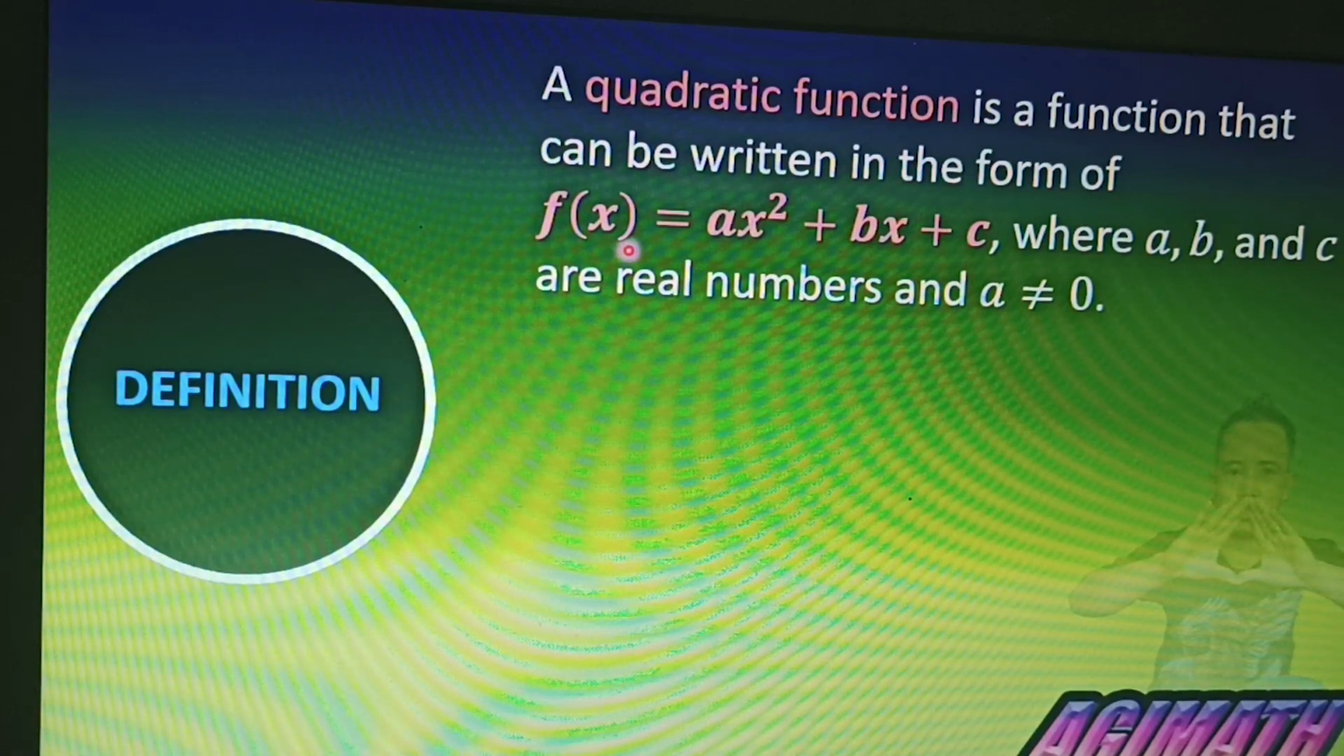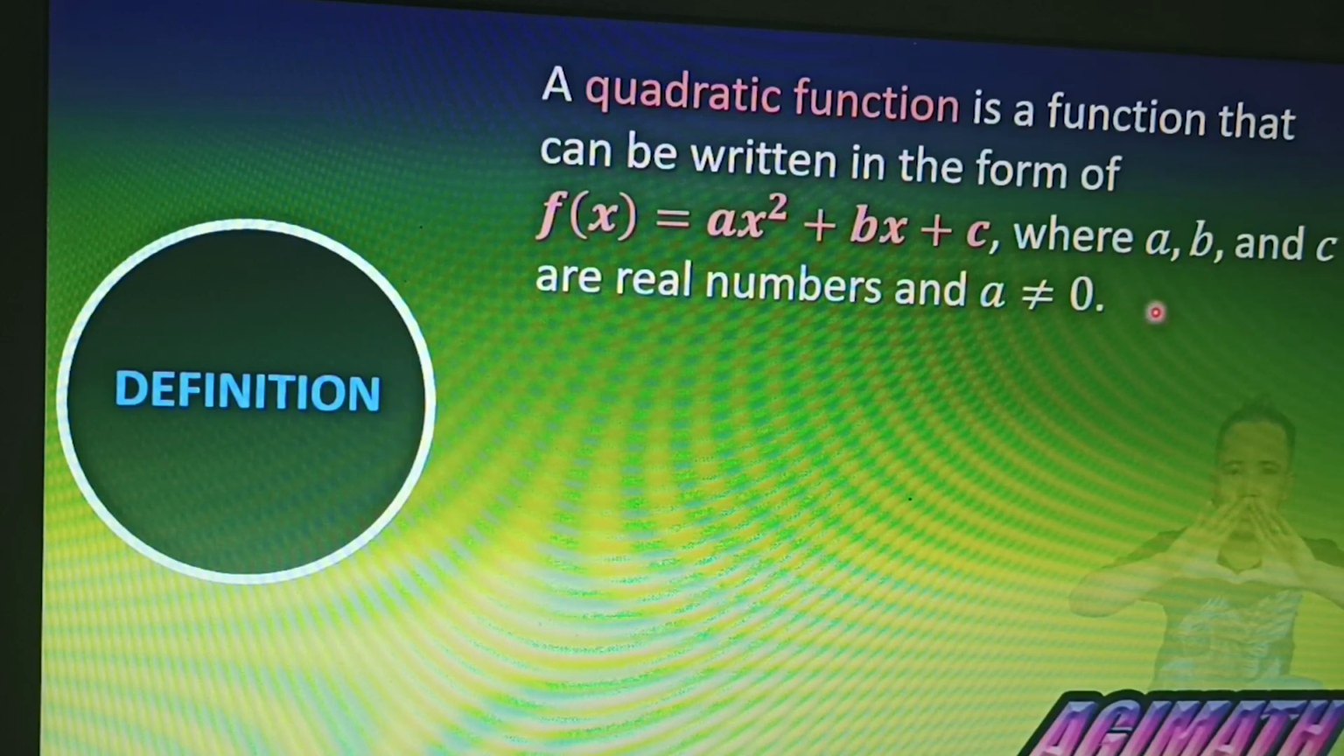This one, the f of x, is read as f of x. So f of x equals ax squared plus bx plus c, where a, b, and c are real numbers, and a is not equal to 0. For us to clearly understand what a quadratic function is, we are just going to go deeply into what quadratic is and what a function is. Again, it's easier for you now because we are already done with quadratic equations.